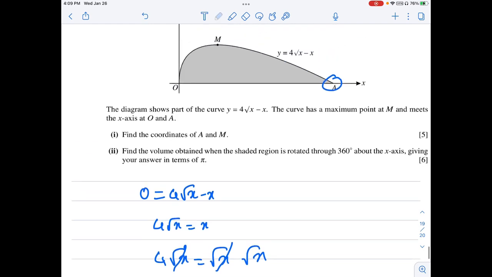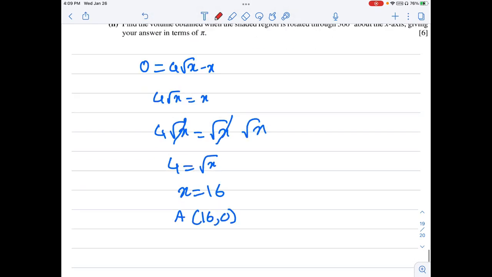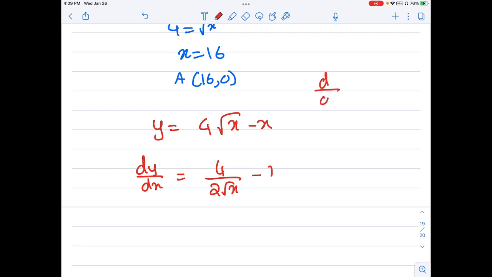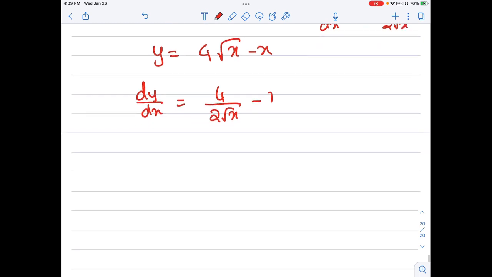Coordinates of M. M is a maximum point. Maximum point means the first derivative should be equal to 0. Find the first derivative. So many times in the papers I would have told you, the derivative of root x you need to remember as 1 by 2 root x. The derivative of x is 1. So remember, the derivative of root x, so many times you'll be coming across, is 1 upon 2 root x. Easy to remember. It should be equal to 0.